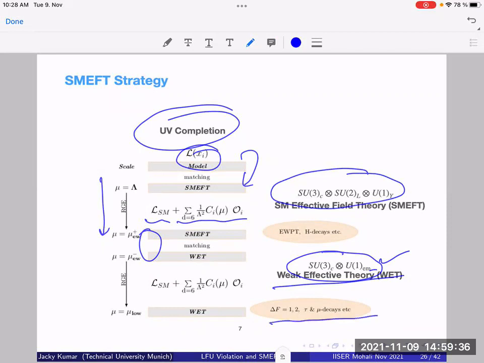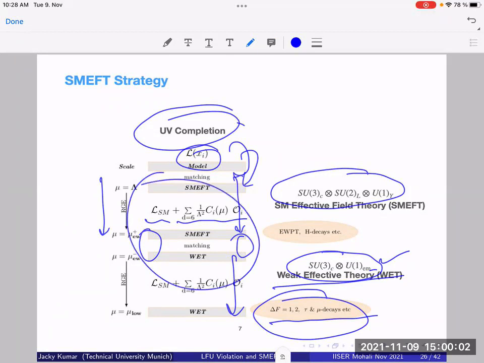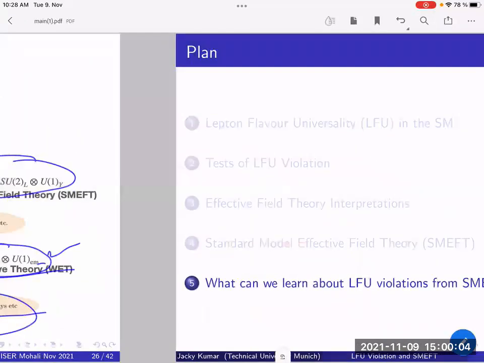For example, low energy decays, delta F equal to 2 or 1 or 2 violation, flavor violating decays, then you match your model to SMEFT and run them down to the electroweak scale. At the electroweak scale, you match it to another weak effective field theory and run them down to lower scales, where you can predict your observables. But in between, due to this running, many things can happen, as you will see.